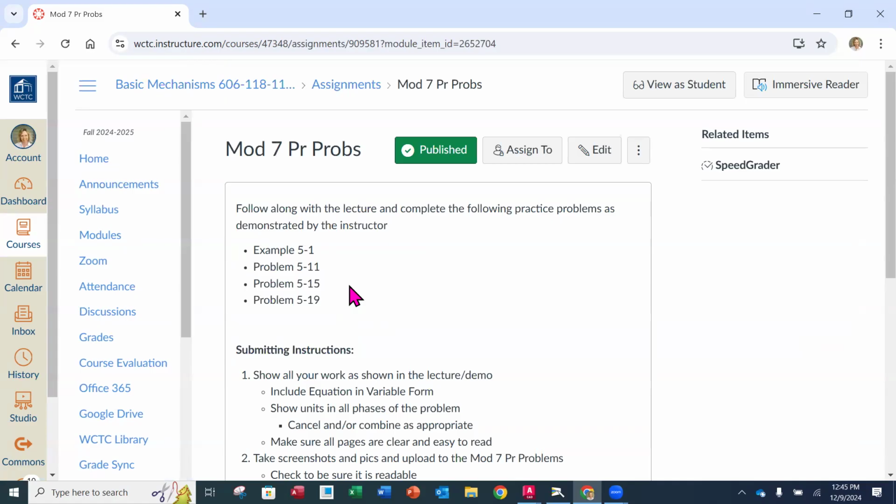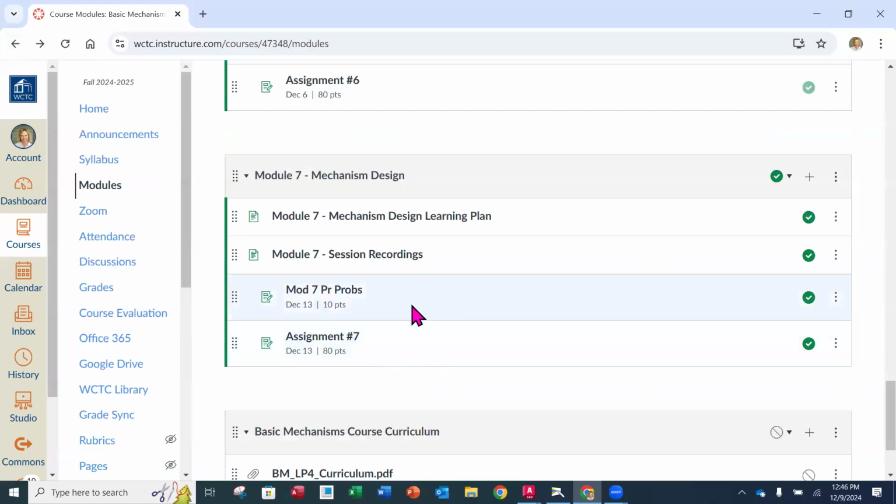So I picked out a couple problems from the end of the chapter that are going to mimic the assignment problems that you're going to have. It's really intended to give you a nice demo on how you're going to be doing your homework problems. So there's going to be 4 practice problems here.